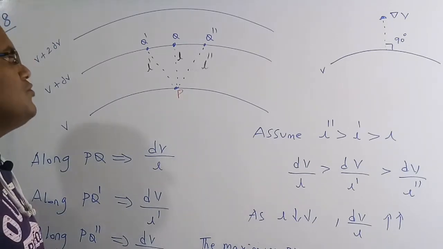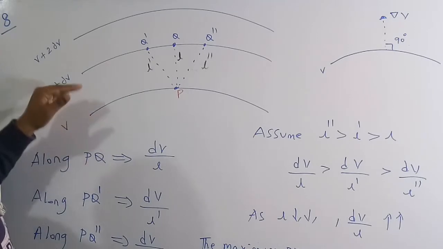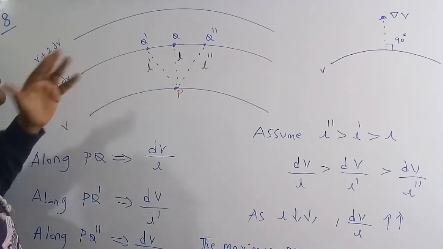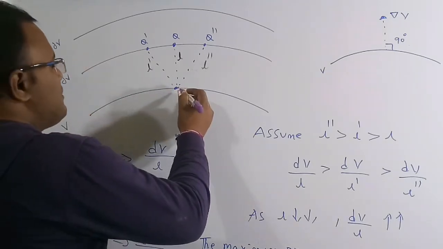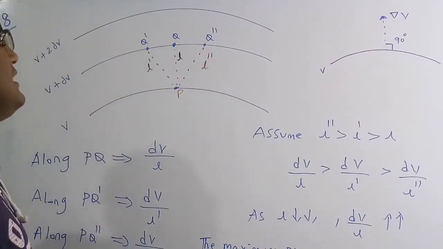Suppose I am going to move in the increasing direction of the scalar function, meaning this is V and this is V plus dV. It is an increasing function. Now I am going to move from this line to another equipotential surface along 3 paths.